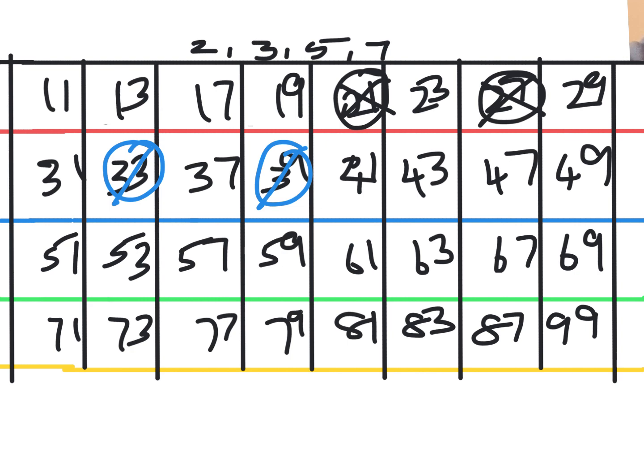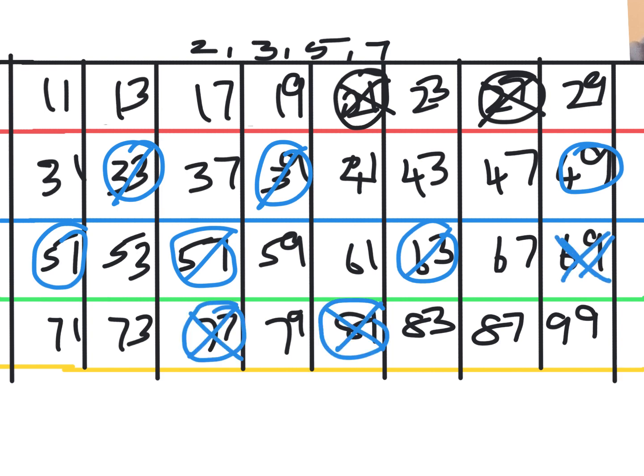Now 49 is a multiple of 7, 51 is a multiple of 3, and 57 is a multiple of 3. 63 has digit sum 9, and 69 is a multiple of 3. 77 is a multiple of 7. 81 is a multiple of 3, and 87 is also a multiple of 3.